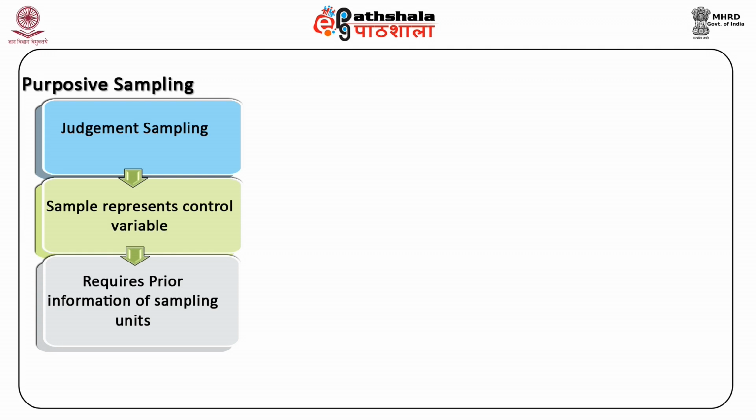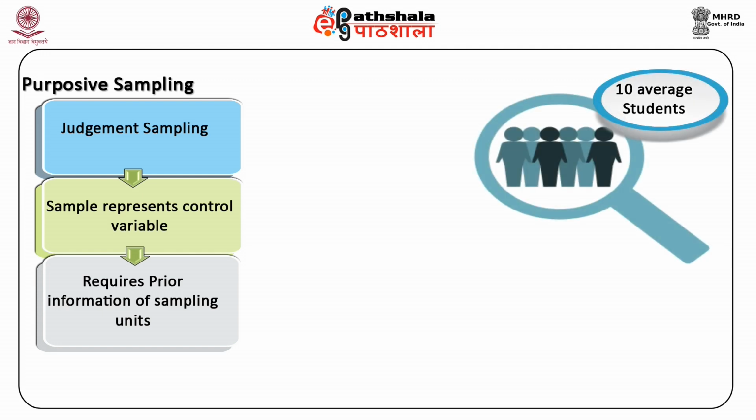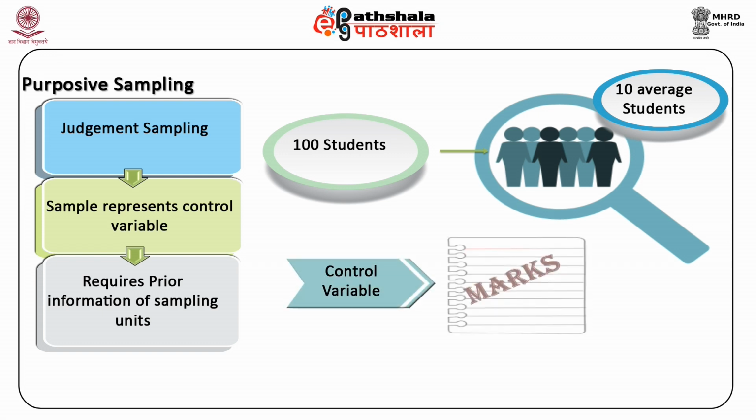An example of purposive sampling is the following. To determine the overall performance, that includes academic and other pursuits, of an average student of a particular grade, we shall take a sample of 10 students out of the 100 students of that grade, such that they are just average. The control variable here is their marks and its possible correlation with other variables of overall performance like sports, arts, music, etc. It also requires prior information on the part of the researcher about the sampling unit, the students in this case.